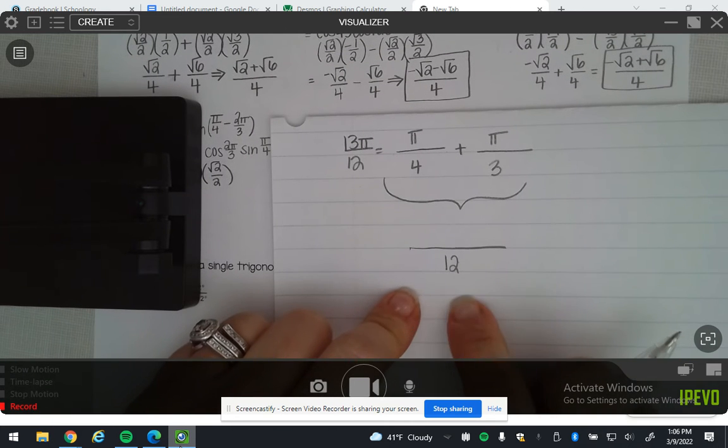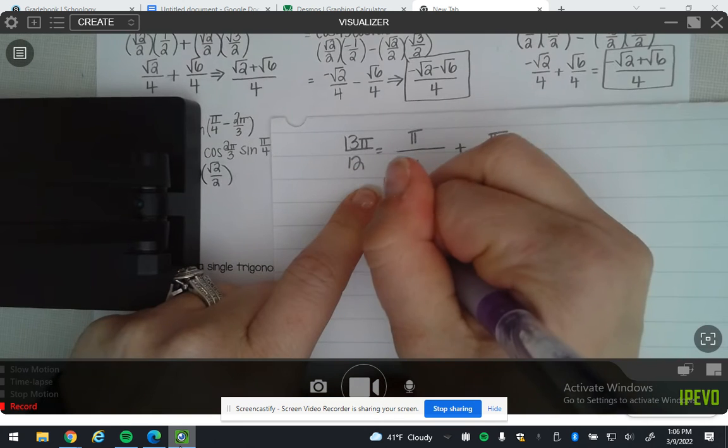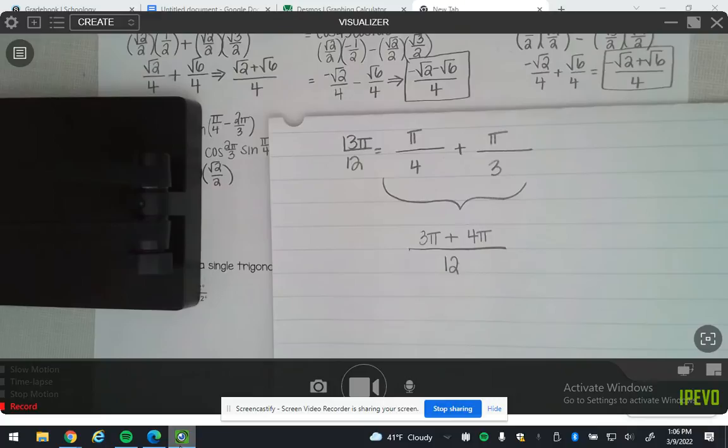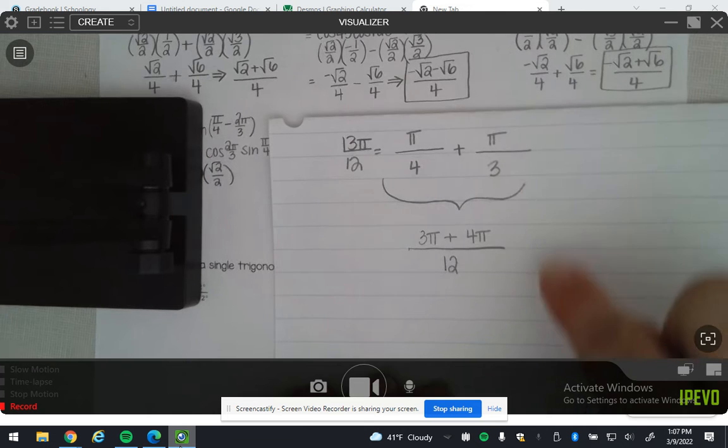Okay? It's 12, right? So this becomes 3 pi, and this becomes 4 pi. Because all I did is find a common denominator. It's exactly what I did yesterday. 3 to 12 is 4, so I have to multiply them both by 4.